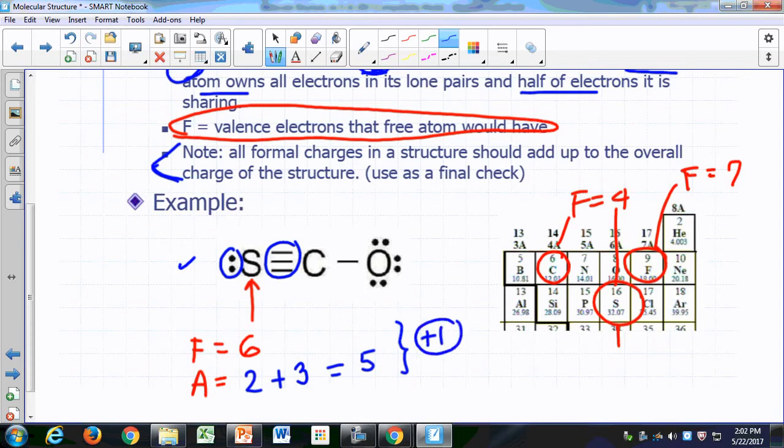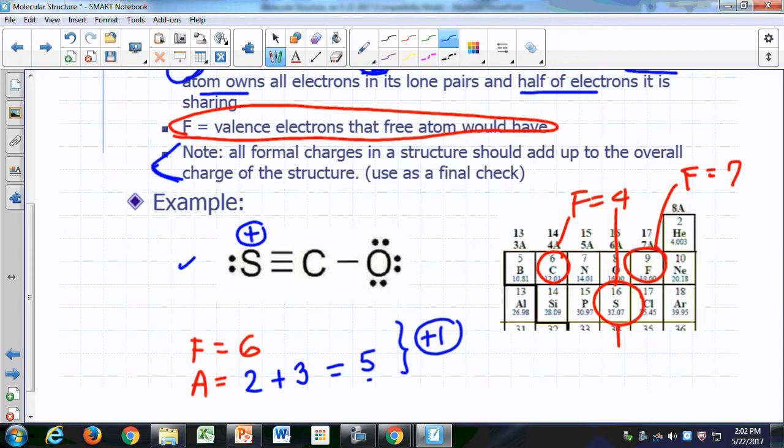A free sulfur atom, we say, has 6 valence electrons. It appears to own only 5. So by being part of this molecule, the way this is drawn, you're making it appear that sulfur has lost an electron, so it has a formal charge of plus 1. So the formal charge of sulfur here is plus 1. You might indicate that with just a plus on there.